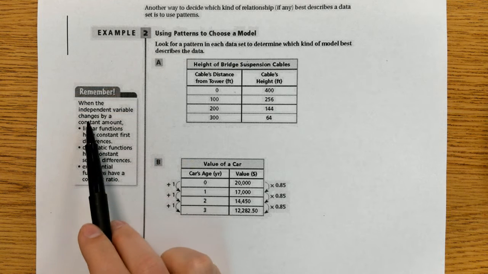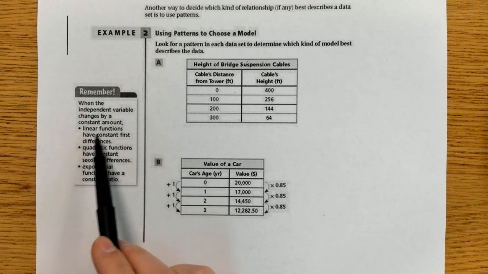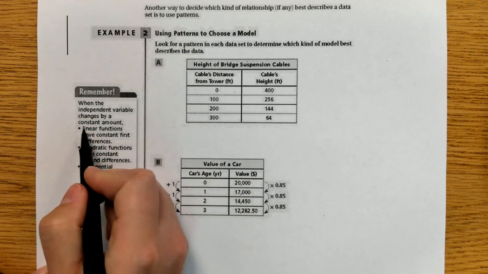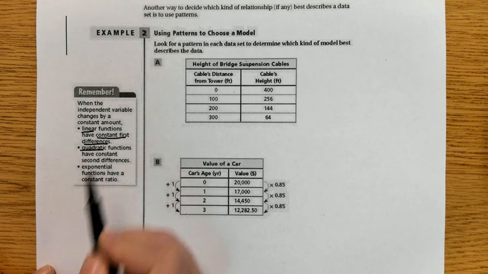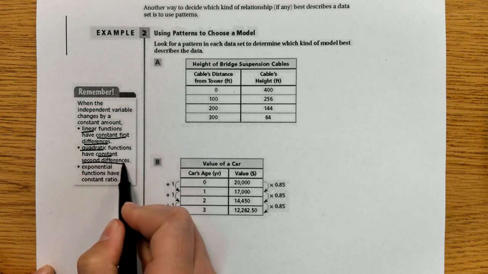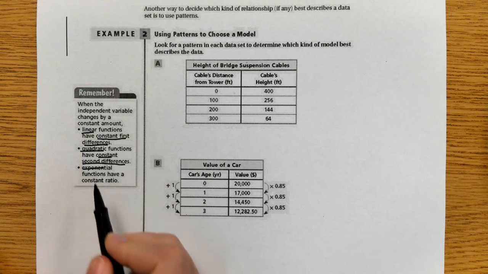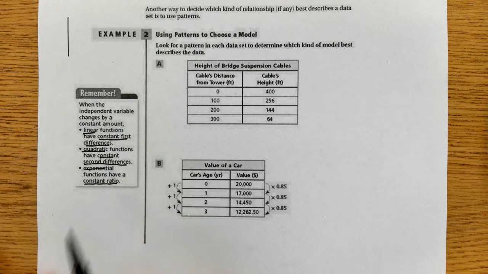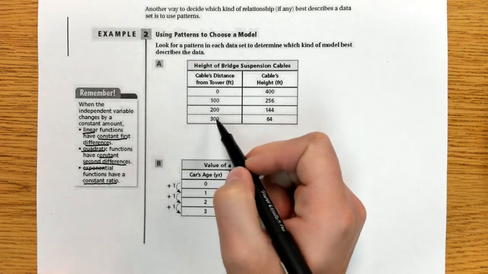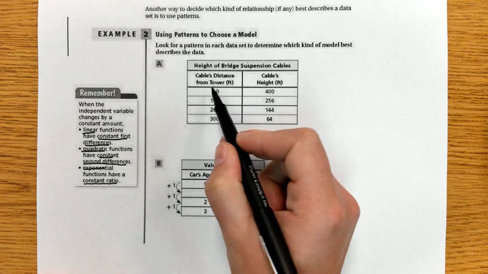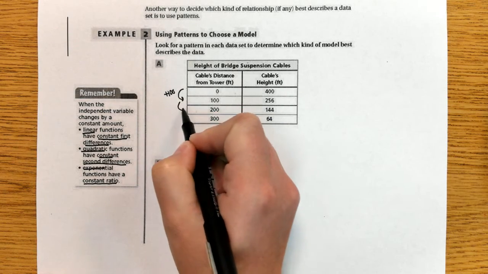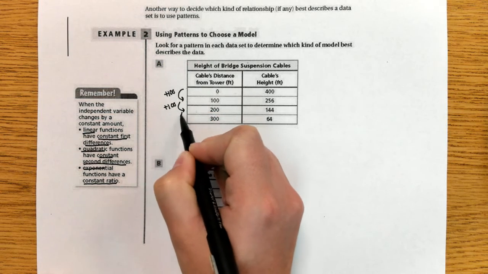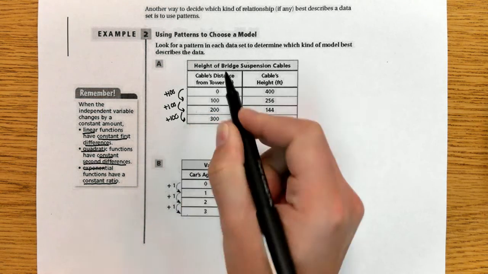When the independent variable changes by a constant amount, linear functions have constant first differences. So linear, constant first differences. Quadratic have constant second differences. And then exponentials have a constant ratio. So you're going to be looking at multiplication there. So in A, my feet here for the distance from the tower, that's increasing by 100. I'm adding 100 each time. So I have a constant rate of change of my x.